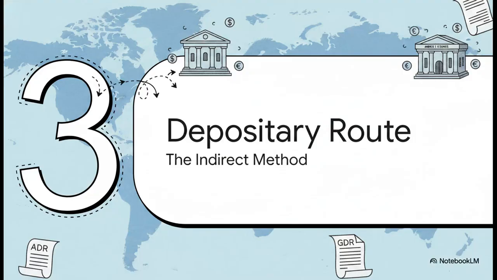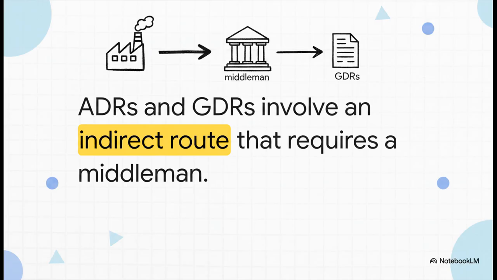All right, Section 3, the depository receipt route. Having mastered the direct approach, let's contrast it with the indirect method. The crucial point here is that an intermediary is absolutely mandatory. When we talk about ADRs, which stands for American Depository Receipts, and GDRs, Global Depository Receipts, we are talking about an indirect route to overseas markets.